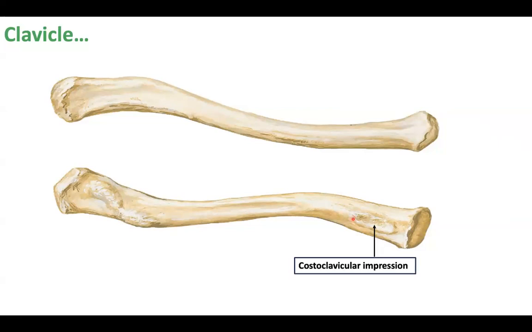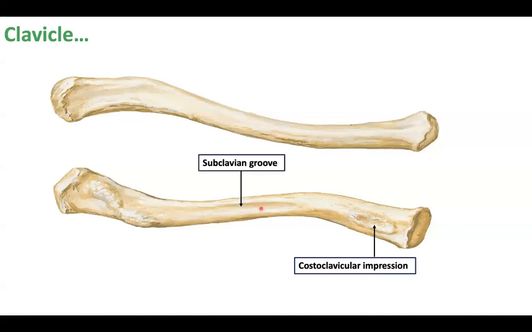As the name indicates, costoclavicular. In anatomy, costo always stands for the ribs. There is a ligament that runs from the first rib to the clavicle, which is known as the costoclavicular ligament. So this is the attachment site for the costoclavicular ligament. And this ligament stabilizes the sternoclavicular joint.